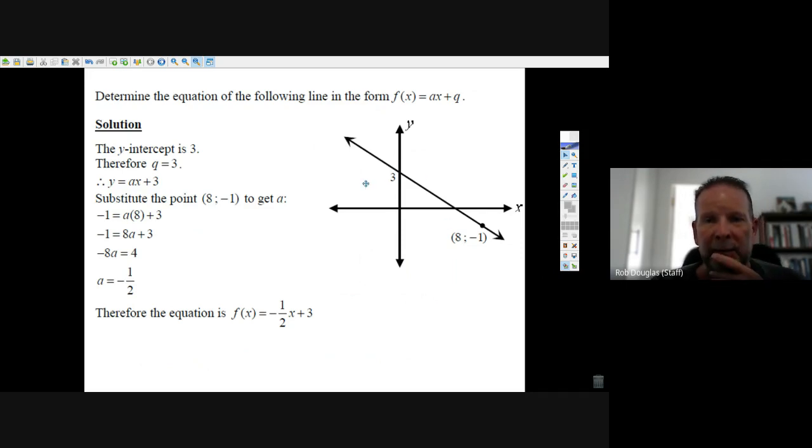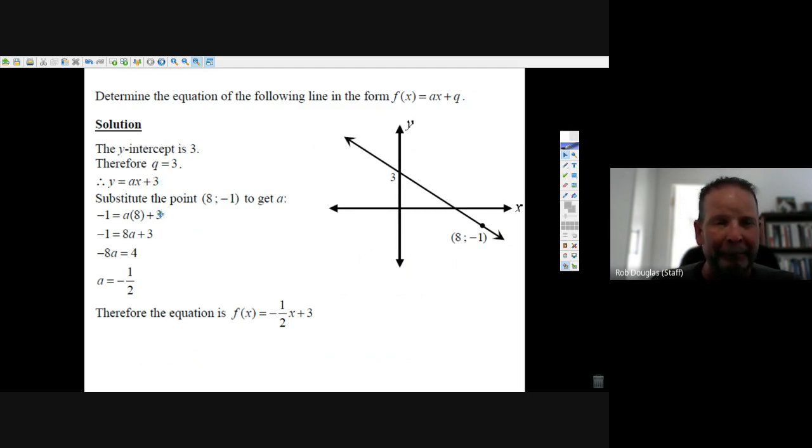So you've got this picture here, and you've got a line that's going downhill like this, and you've got it crossing the y-axis at 3. The y-intercept is 3. And you're given one other point, (8, -1). Now, this is used a lot in all functions. You know that the form is y equals ax plus 3, because that number added on is the y-intercept. So you've got part of the equation.